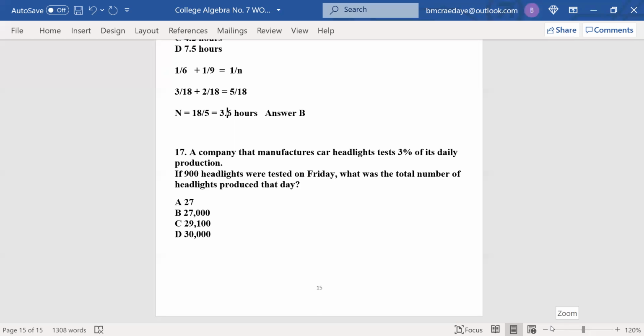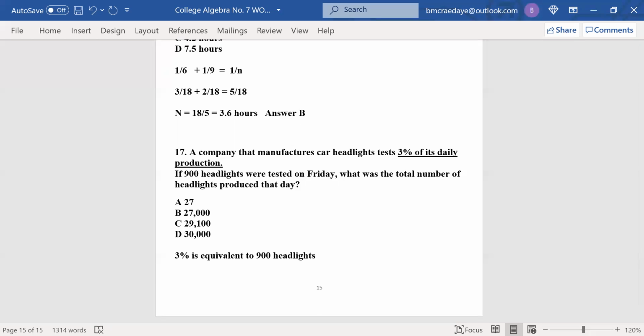Did you read this carefully? No, I just guessed. Remember, it says it tests 3%. So that 3% is equivalent to 900 headlights.